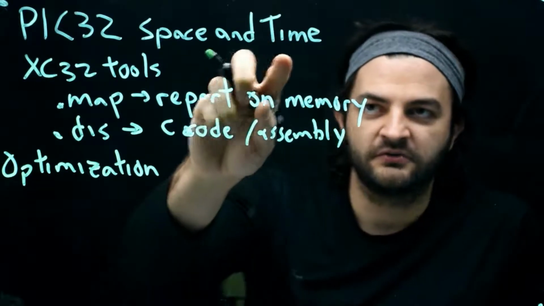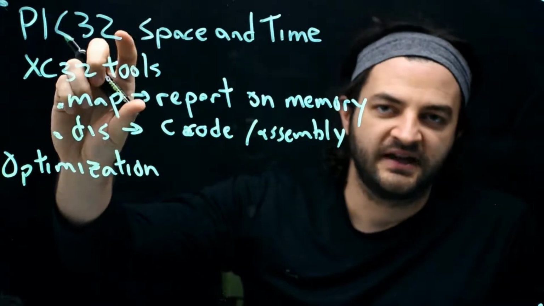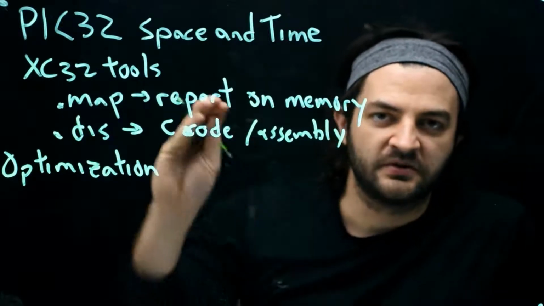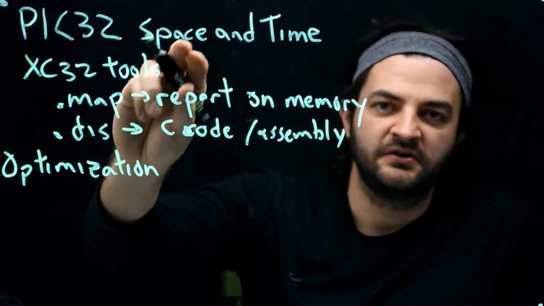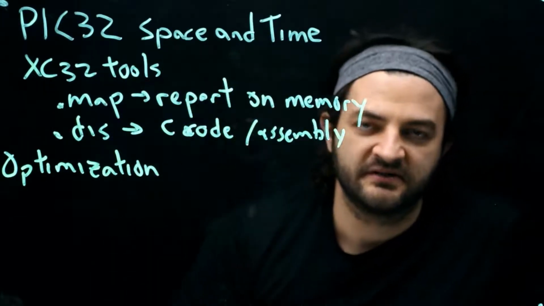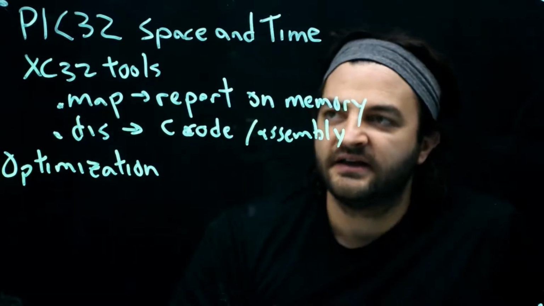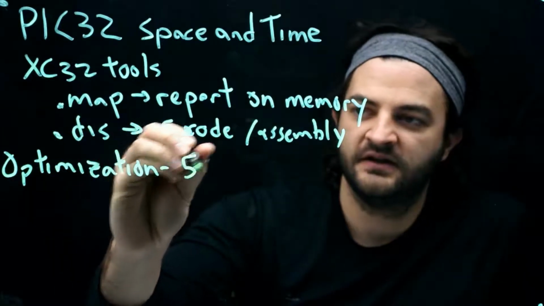Sometimes to get our code to run faster, the compiler will turn it into more code because it has to do less things like jumping around that waste time, and it can just run more linearly, but it takes more space to do that. And other times, we want our code to fit into less memory so that we can buy a cheaper PIC, but then it might run slower because there's more interpretation that has to happen. So those are the trade-offs. And the XC32 compiler gives us 5 levels of optimization.